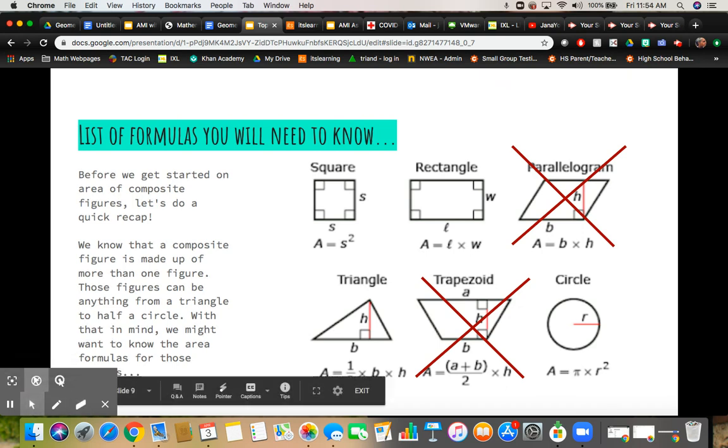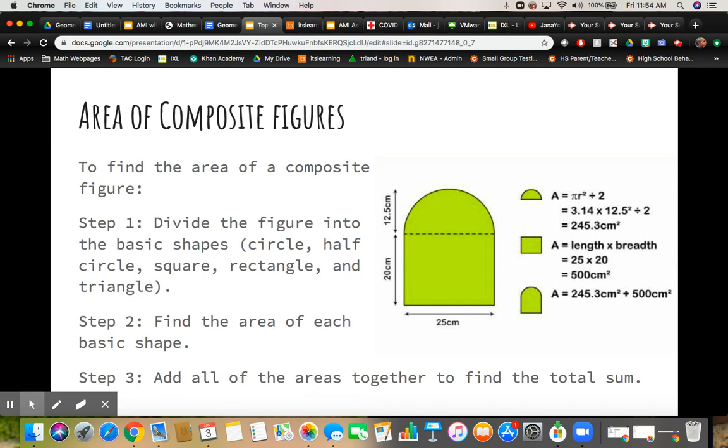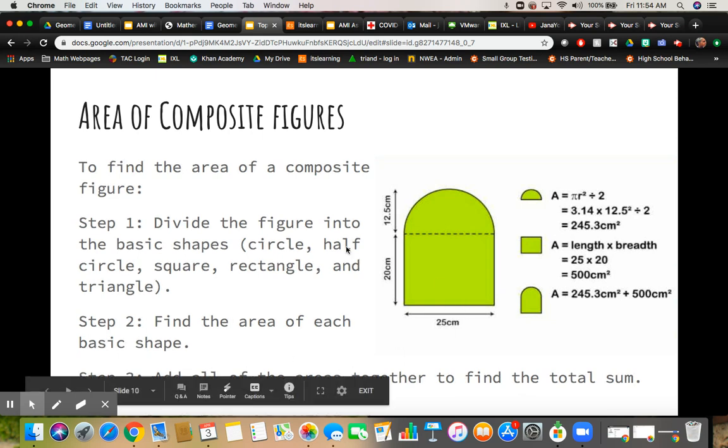Okay, so let's actually do some practice problems. Well, actually, I guess we should probably talk about it first, shouldn't we? So the area of composite figures. To find the area of a composite figure, we're going to start with the whole shape. And we're going to break that figure into its basic shapes, whether it's a circle, a half circle, a square, rectangle, a triangle, anything. So over here to the right, it looks like we have a half circle and a rectangle.